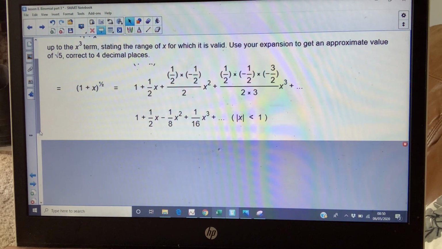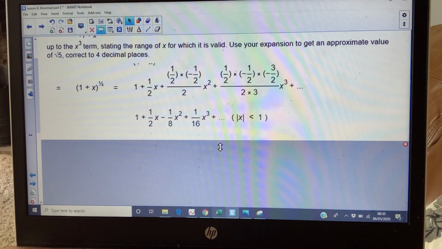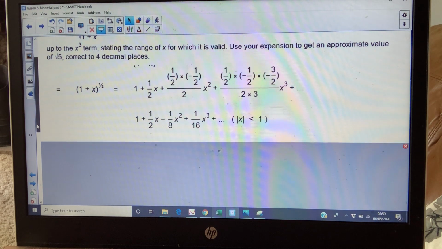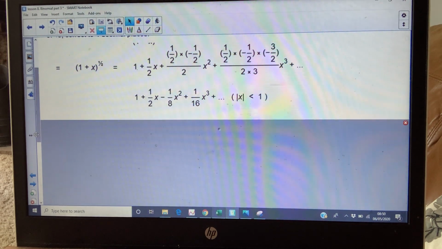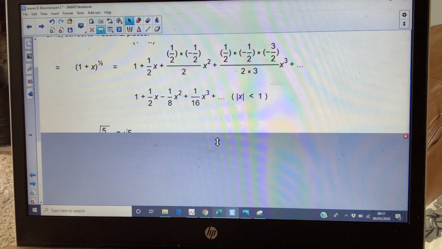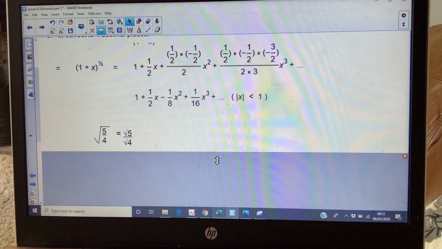So, you know, this is why this would be a much harder question, because it requires quite a lot of thought. So what you've got to do is think, well, what values can you put in and then manipulate to get what you want? And it's where we use our idea of surds. Now, I know that the square root of 5 over 4 is the same, using the law of surds, as the square root of 5 over the square root of 4, which is root 5 over 2.